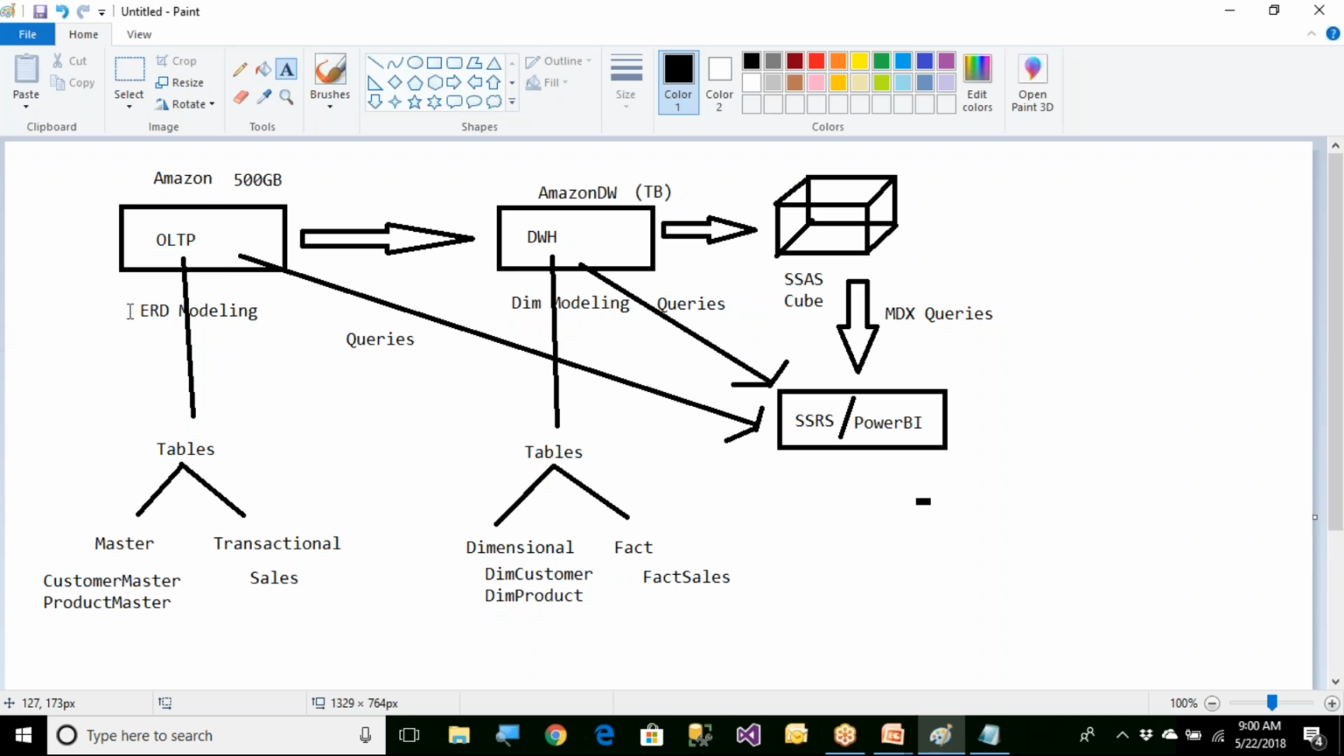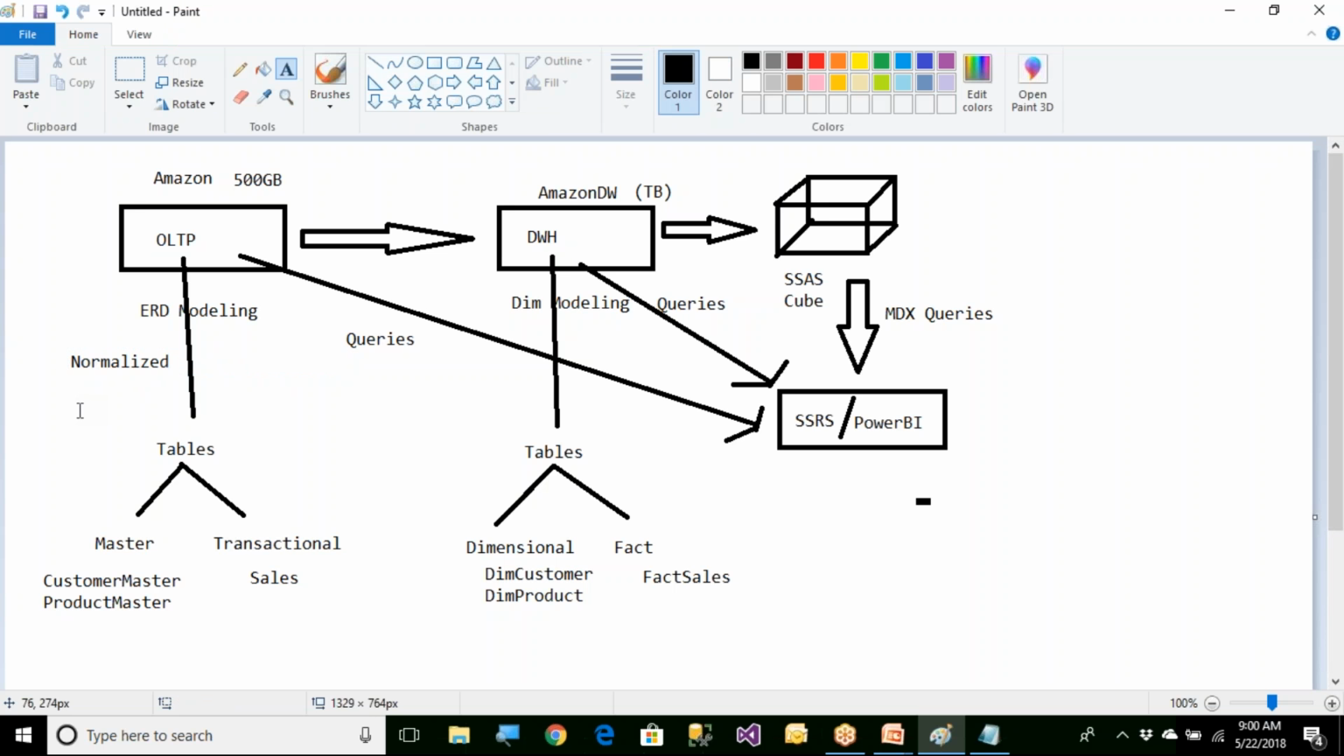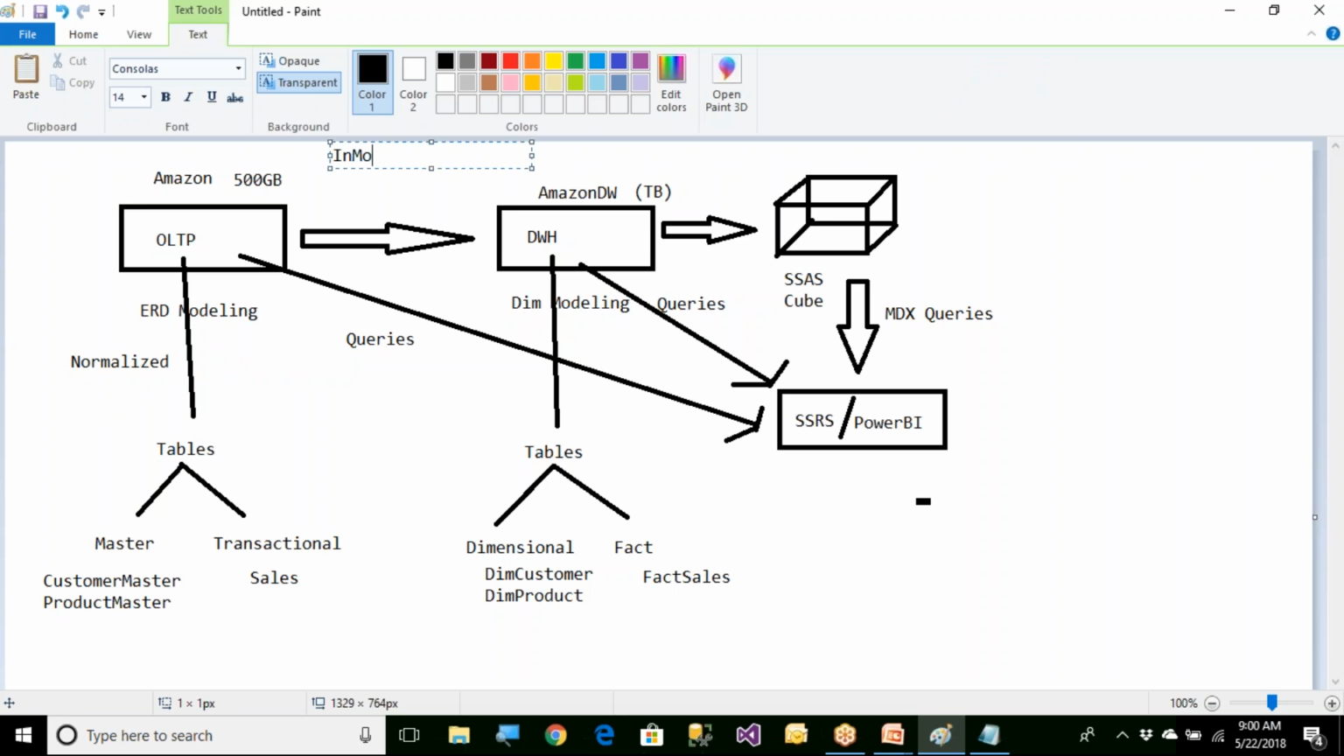That means OLTP databases will be designed with the help of ERD modeling. ERD modeling means you will have more normalized data. So what is normalization? We'll discuss later. ERD modeling by default uses normalized tables. You will be understanding normalization and everything. And this is one of the important questions people would ask you in interviews: are you following the Inmon methodology to create a data warehouse, or are you following Dr. Kimball methodology to create a data warehouse?